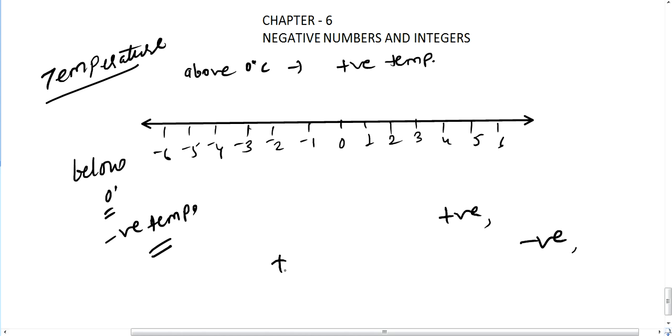Then plus 5 meter, you can represent this as 5 meter due north. Then -5 represents 5 meter due south.